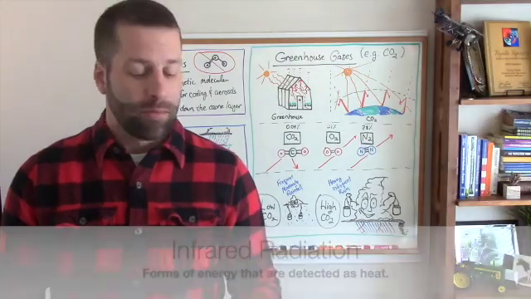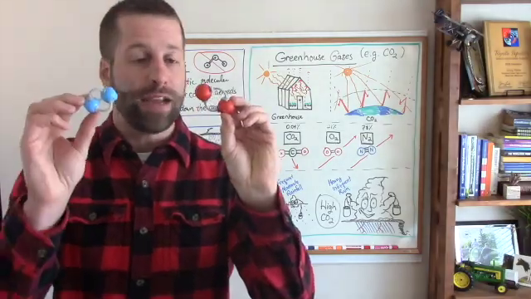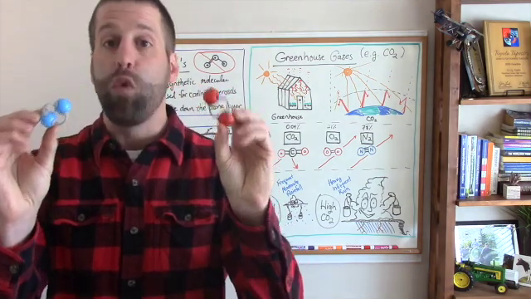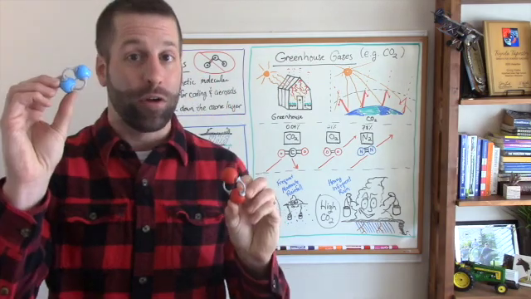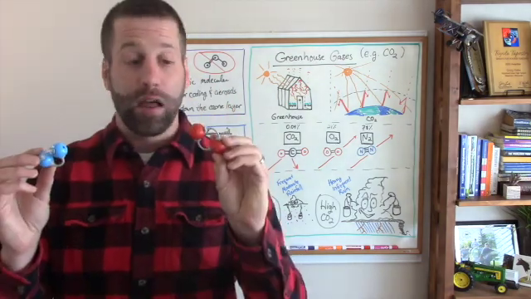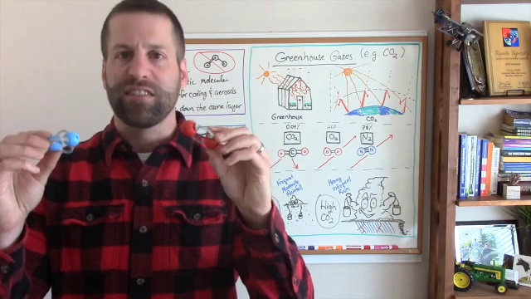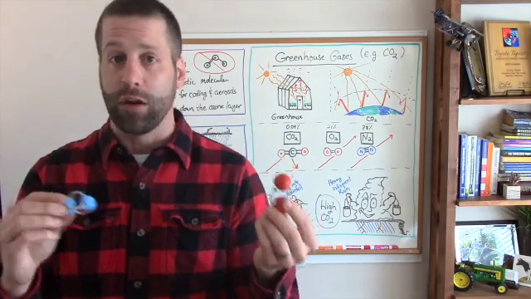On the other hand, molecules like oxygen or nitrogen gas only have 2 atoms in each molecule, and they only have 1 kind of element, oxygen or nitrogen. As a result, these molecules cannot interact with infrared radiation and do not slow the loss of heat from the surface of the Earth into space.